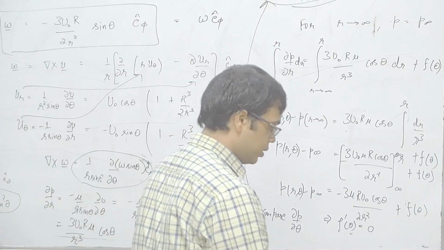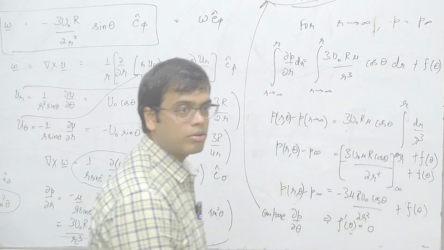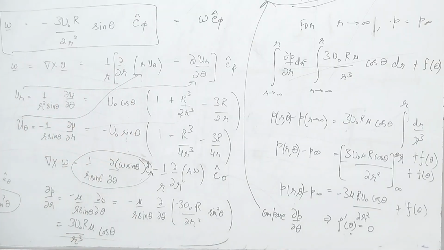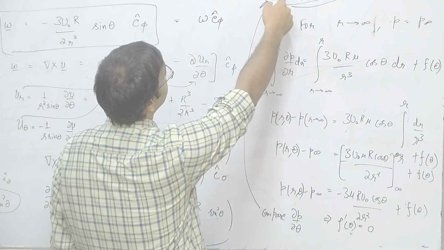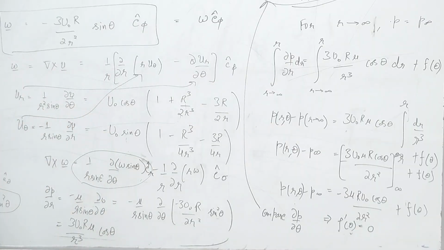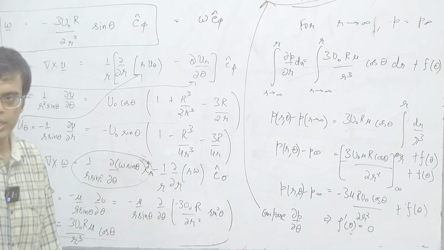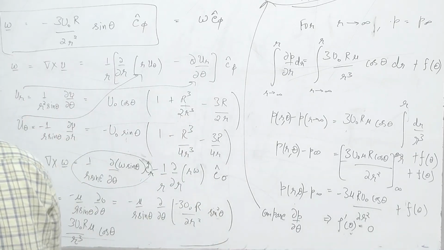You can't see the part. How about now? So when you compare del p by del theta from here, you will simply get f prime theta equals 0. So f theta is just a constant and we do not care about it. So we can happily put it to 0.